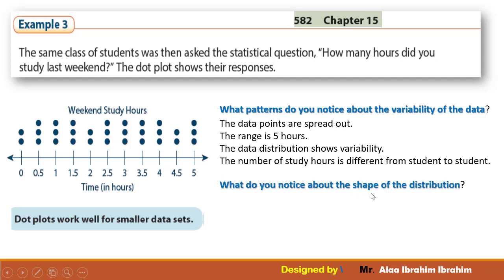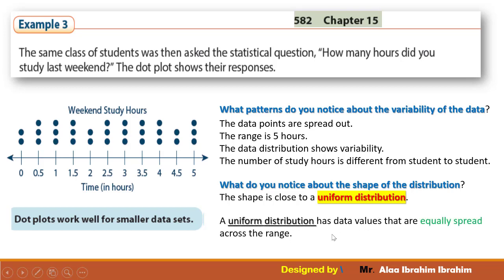What do you notice about the shape of the distribution? I told you the shape of the distribution is here equally. This equally has a new name. So this is the third name today. Uniform distribution. So uniform distribution means we have equally, or look like equally, values or dots here. So the definition for uniform distribution: it has data values that are equally spread across the range. Equally spread across the range.